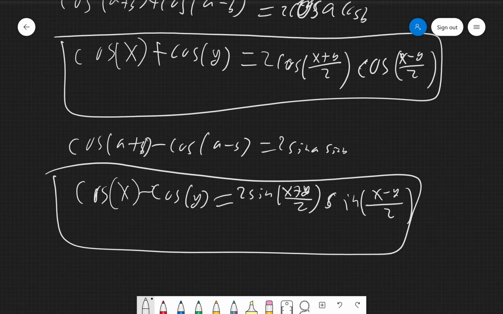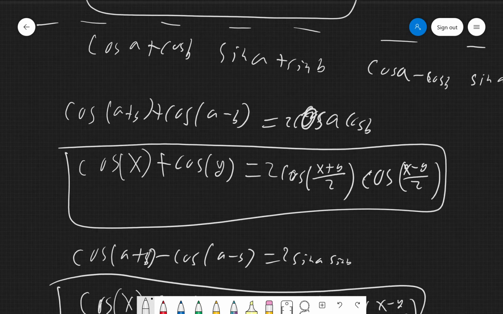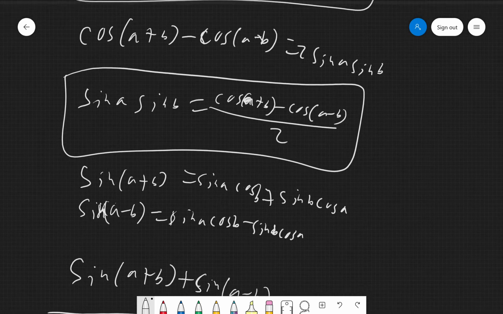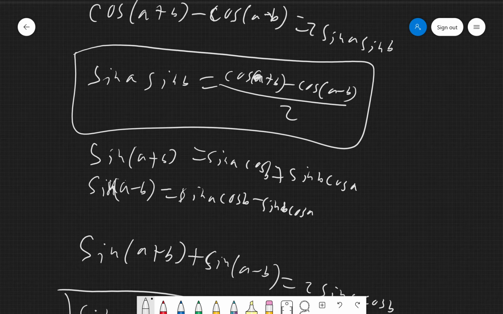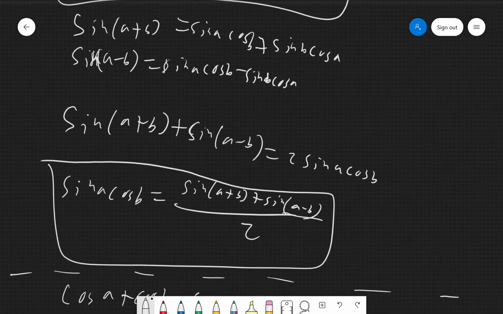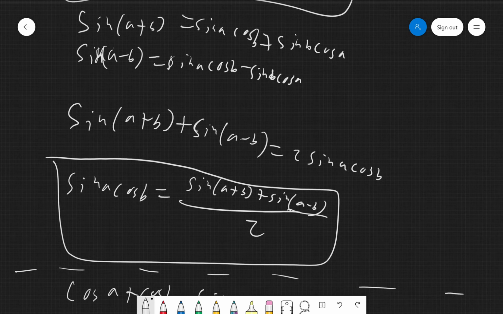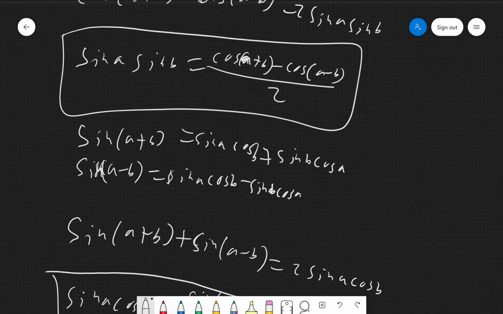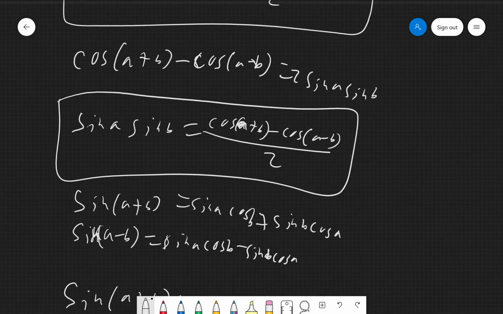I messed up somewhere. I think I messed up here. Oh, I'm so dumb. If I were doing this as a job, I'd be fired or something. Wait, okay, so sine of a times cosine of b is equal to sine of a plus b plus sine of a minus b, that's right. Sine of a, sine of b is equal to 1 half cosine of. Oh my god, I'm so dumb.